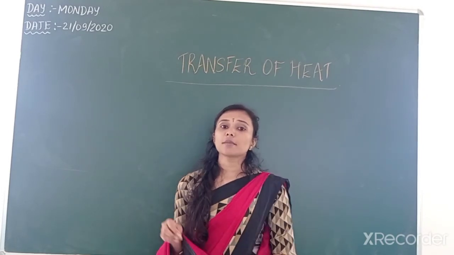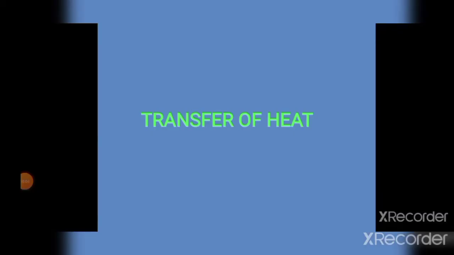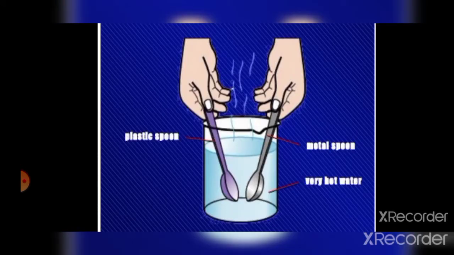First we will discuss the transfer of heat. Heat from one part of an object to its other part, or from one object to another object, is called transfer of heat. For example, if we dip a steel spoon in water, we find that the temperature of the spoon rises and it becomes hot. Here some of the heat in the water has been transferred to the spoon which is placed in it.